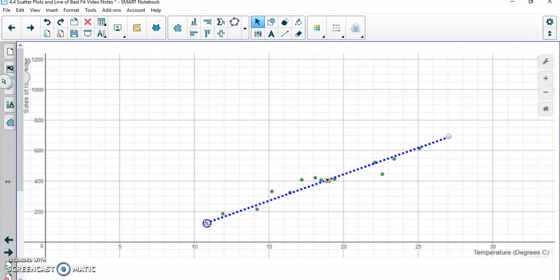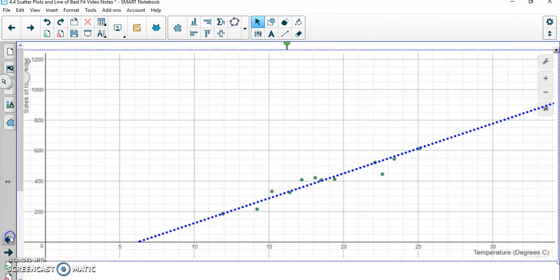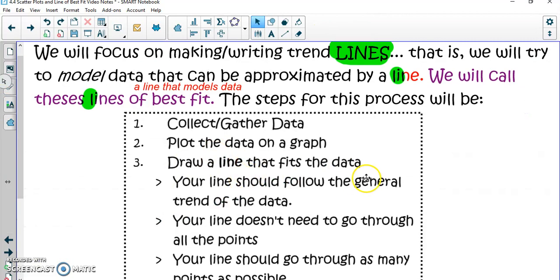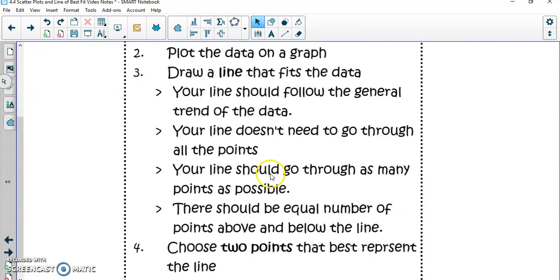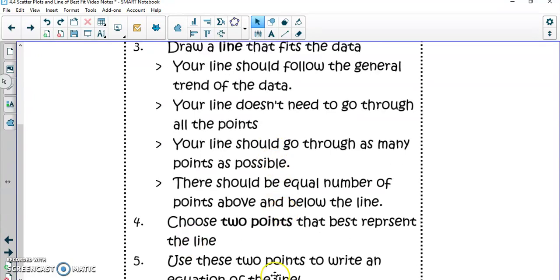So I can extend that line, obviously. I want to draw it as long as I can. So this is the trend line. I think that if I had more data, either before 15 or after 25, they would fall approximately on that line. So once we've sketched the line, we've made sure it has the best trend. It doesn't go through all the points, but there's about the same number of points above as below. What I need to do is write the equation of that line.